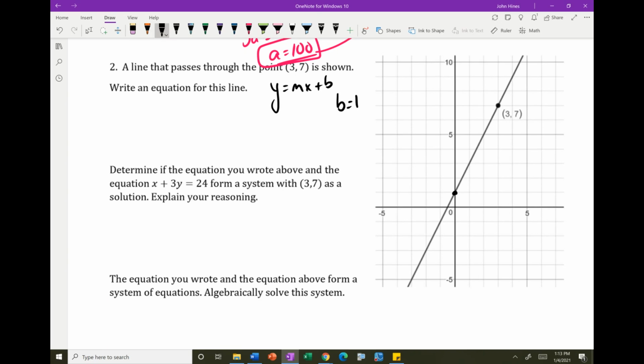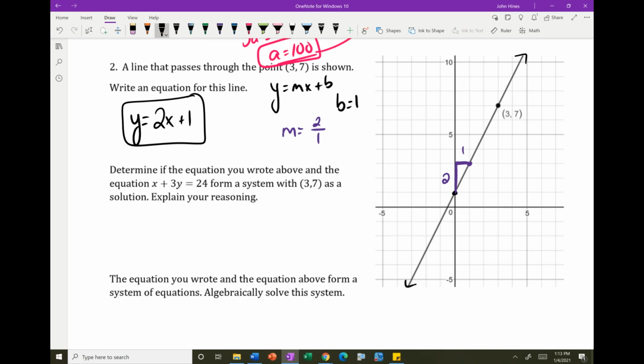But I need my slope, my rate of change, so I draw in one of those triangles. I draw in a slope triangle up 2, right 1. So my slope is vertical over horizontal, up 2, right 1. So the equation of that line there is y equals mx, 2x plus 1. That's the equation of that line.